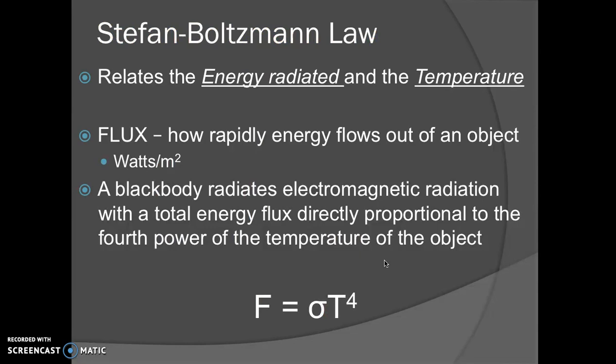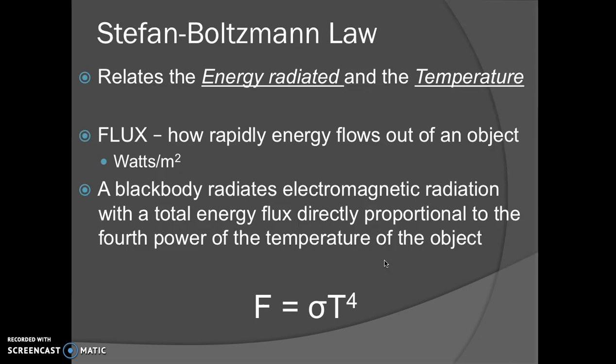Okay, the next law to talk about in terms of blackbody radiation relates the energy radiated and the temperature. So I want to introduce a new term called flux. Flux is how rapidly energy flows out of an object, and it's measured in watts per meter squared. A black body radiates EM radiation with a total energy flux directly proportional to the fourth power of the temperature of the object. So flux is how much energy is coming out of a square meter of, let's say, a star. If you imagine the star and you took a square meter and you measured how much energy is flowing out of that, that's the flux.